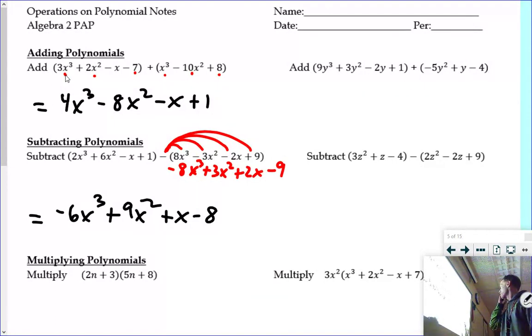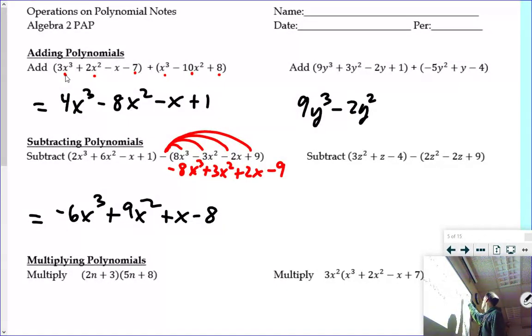Okay, so hopefully you got those. And again, just combining like terms. And the adding question, there's no other y term or y cubed term, so it's just going to come down for the final answer. You can combine the y squared terms. You can combine the y terms. And then we can combine the constants. So that'll be your final answer there.